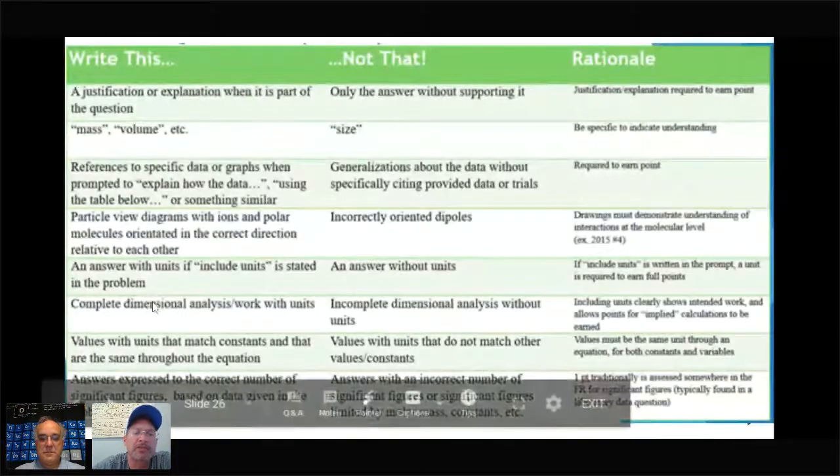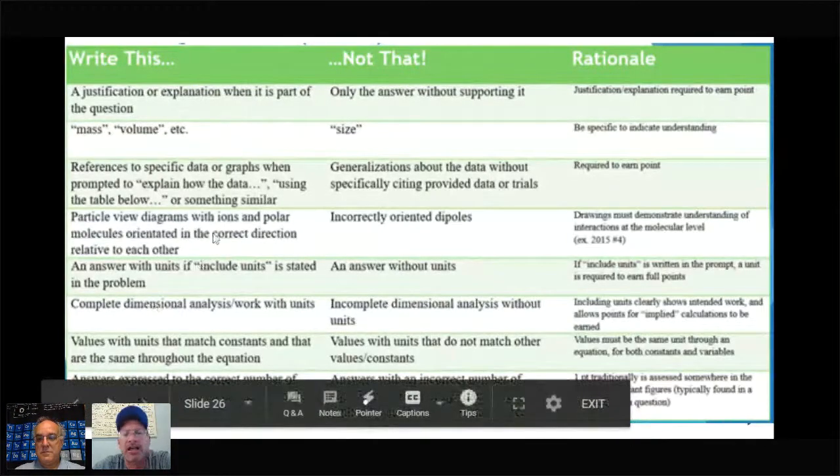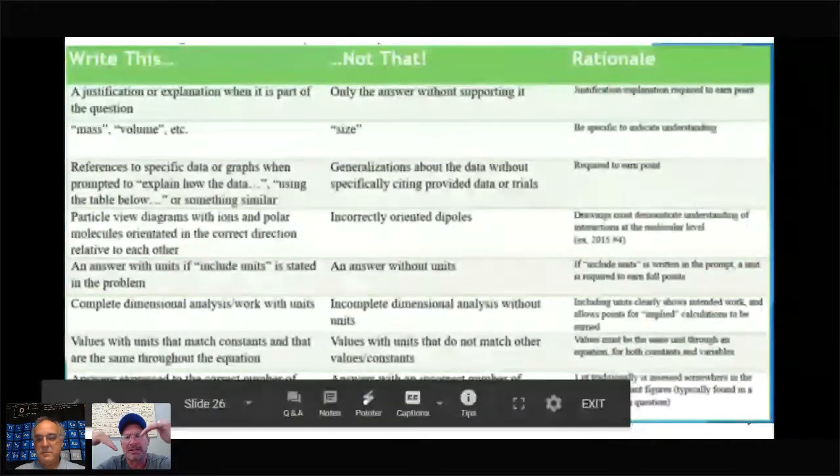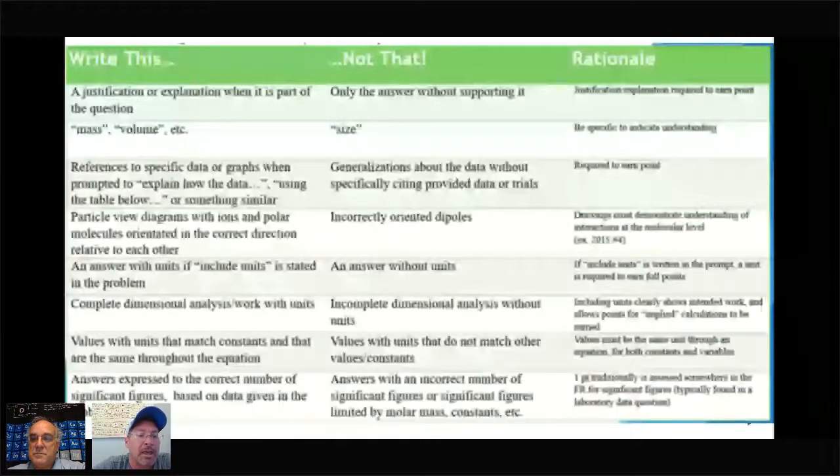Show me your complete dimensional analysis. If you could show me the dimensional analysis and show me the units canceling, we love that. You put us in a good mood. We want to give you points, okay? And then obviously try to always use the correct number of sig figs.